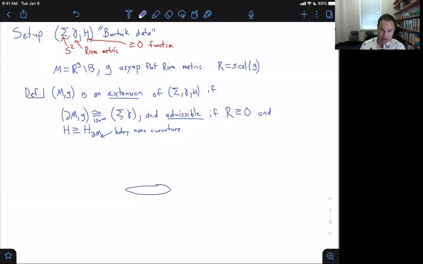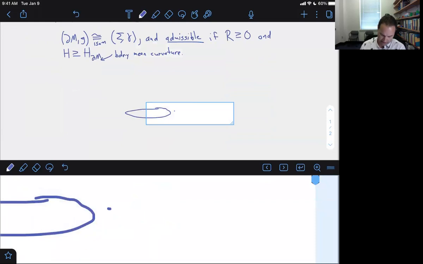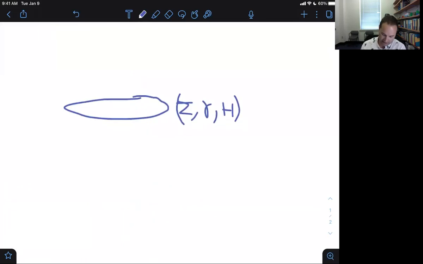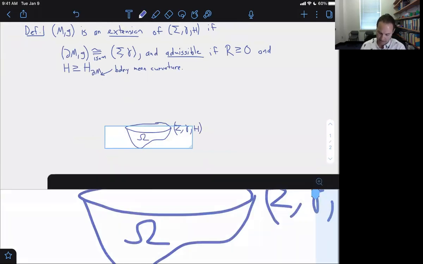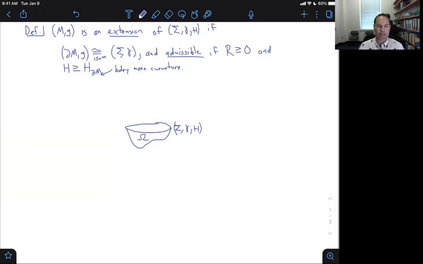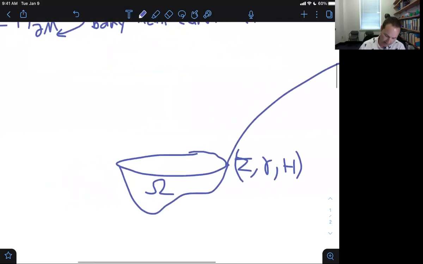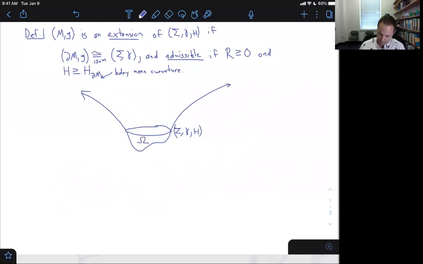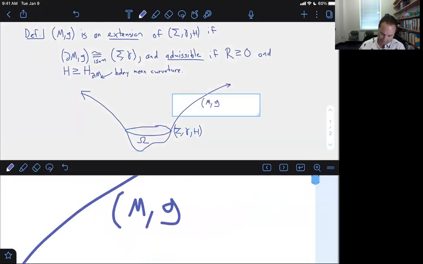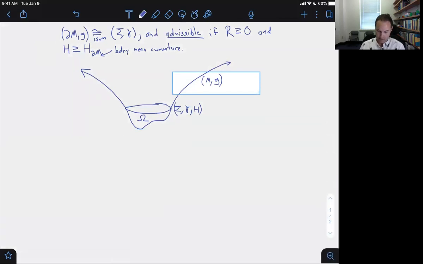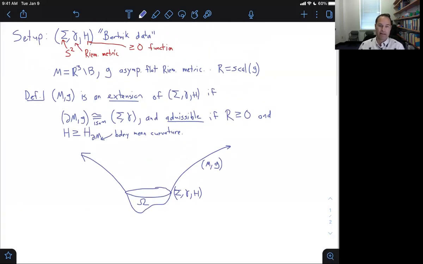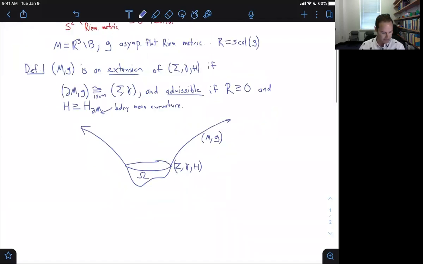The picture to have in mind here is maybe something like this. So this will represent the Bartnik data. That's some spherical data. It's often the case, not always, that this data comes from the boundary of some compact manifold, omega, that may have non-negative scalar curvature itself. That could be the induced mean curvature from that. And then this extension would be something you could glue to it to get an asymptotically flat manifold. Like that. Okay, so that data there is what's going to go throughout this setup.